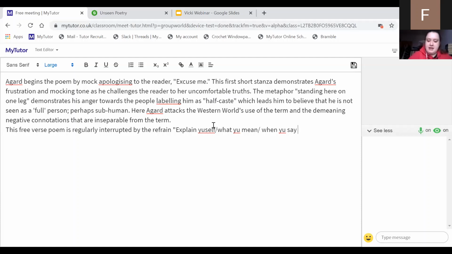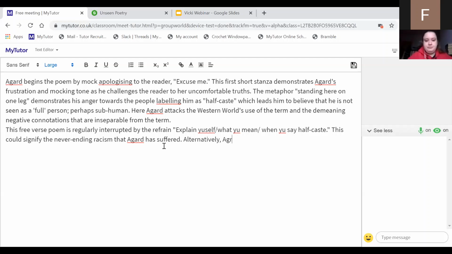When you say "half-caste", if you're looking at more than one line, if you put a slash in between, that signifies the end of the line. This could signify, so I'm using tentative language, the never-ending racism that Agard has suffered. So I'm talking about his feelings, and that it's potentially metaphorical. Alternatively, so I'm now showing off and saying it could be this as well.